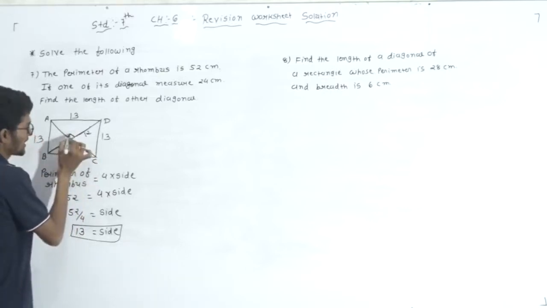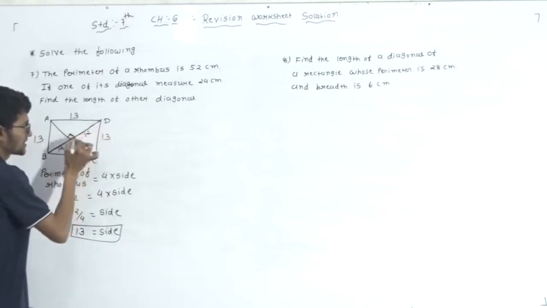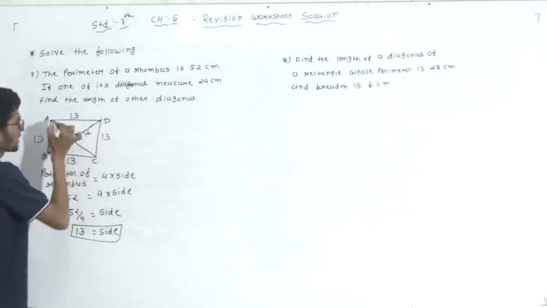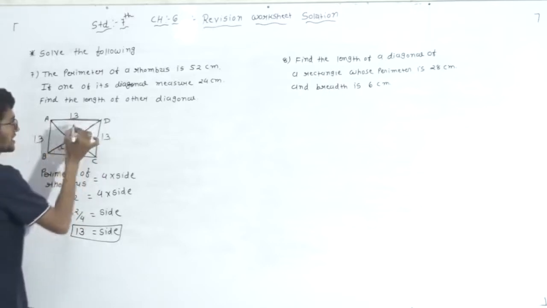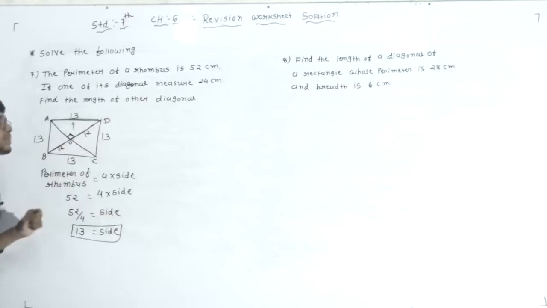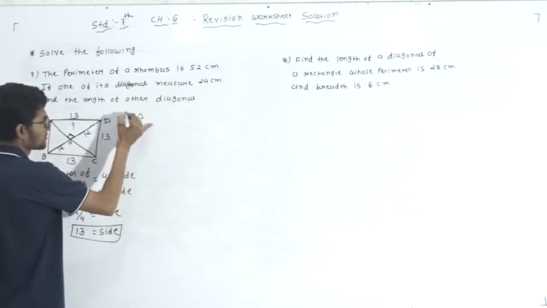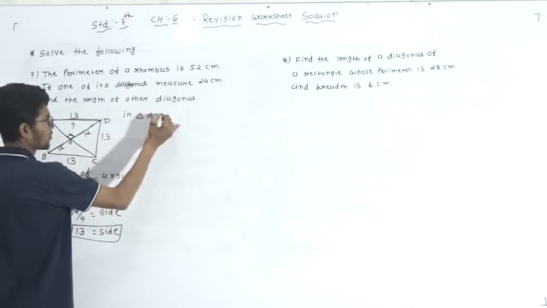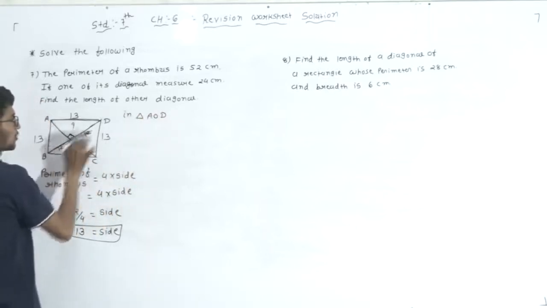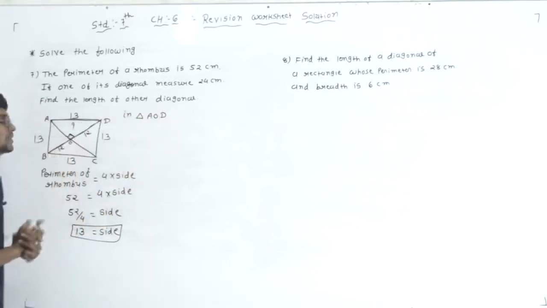So this one is the right angle triangle. This side is given, this side is not given, and this side is also given. It means we have to use this triangle. The triangle's name is triangle AOD.